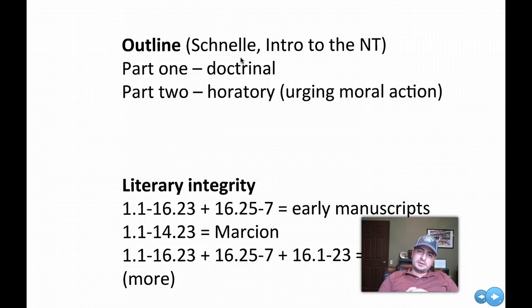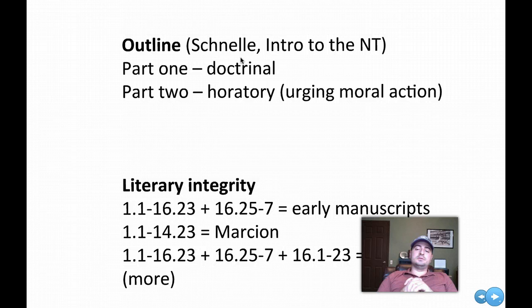Now, you know from earlier lectures that a lot of the early texts are different, and that causes some scholars to believe that Romans 16 is not part of the original letter. I'm giving you three examples from Schnelle that show different manuscripts have different editions of Romans. We are familiar with literary integrity because in Mark, the earliest manuscripts do not have the entire canonical gospel. There are some verses missing.